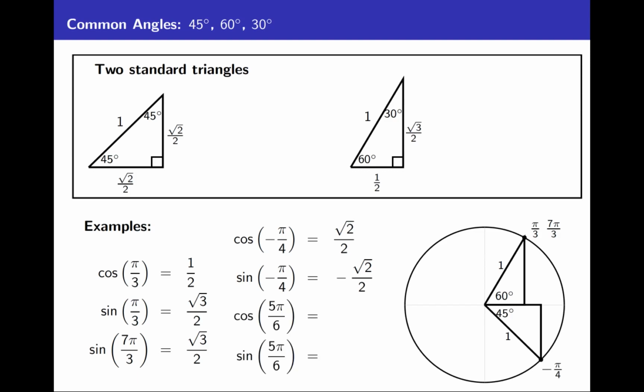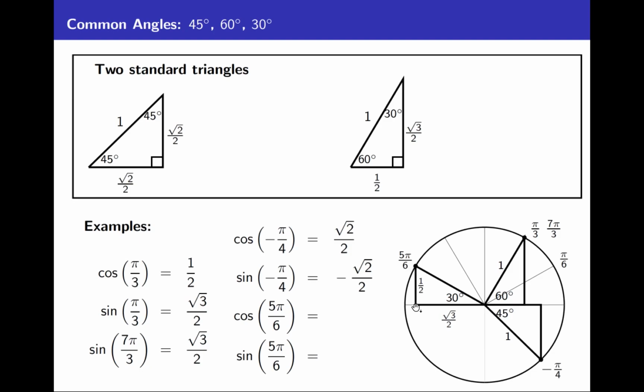Let's try cosine 5 pi over 6 and sine 5 pi over 6. To do these, the first thing we'd have to do is locate 5 pi over 6. So here's pi over 6, 2 pi over 6, 3 pi over 6, 4 pi over 6, 5 pi over 6 is right there. And this is going to form, if you look at it, a little triangle like that. And this angle is 30 degrees. So this is a 30, 60, 90 triangle.